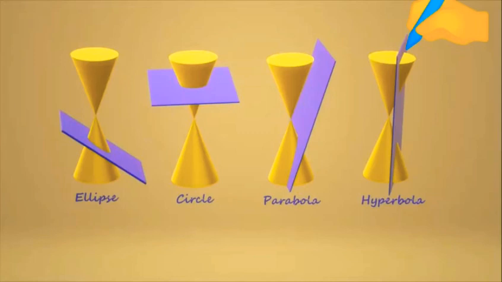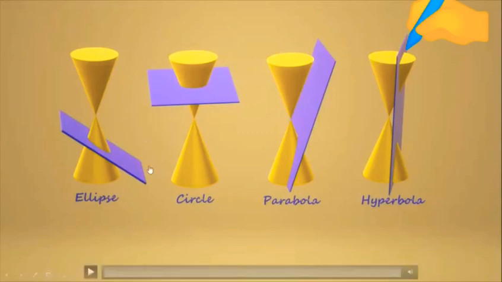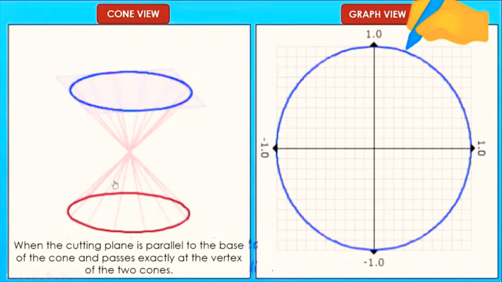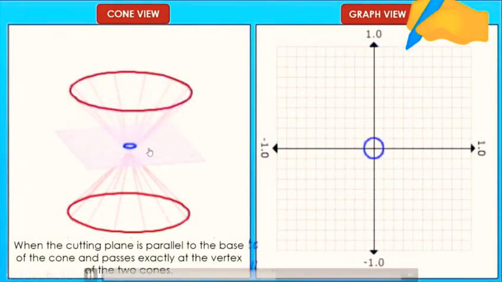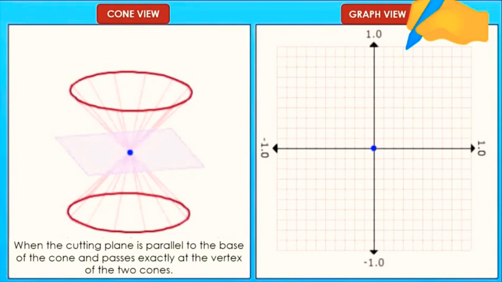To summarize, the four conic sections are ellipse, circle, parabola, and hyperbola. Circle is a special type of an ellipse. Now let's proceed to the degenerate cases. Observe when the cutting plane is parallel to the base of the cone and passes exactly at the vertex of the two cones. The figure being formed is just a point.